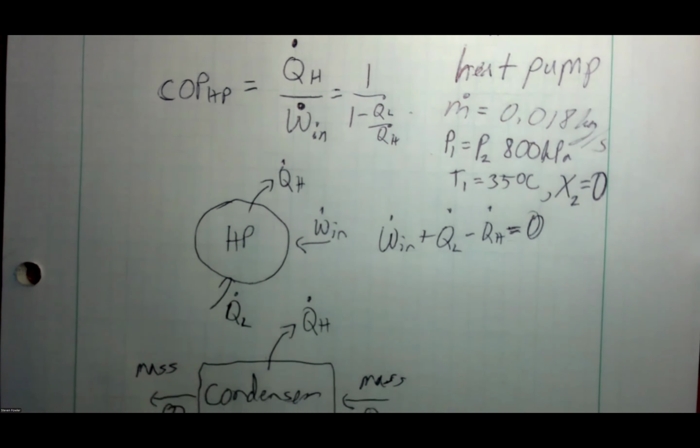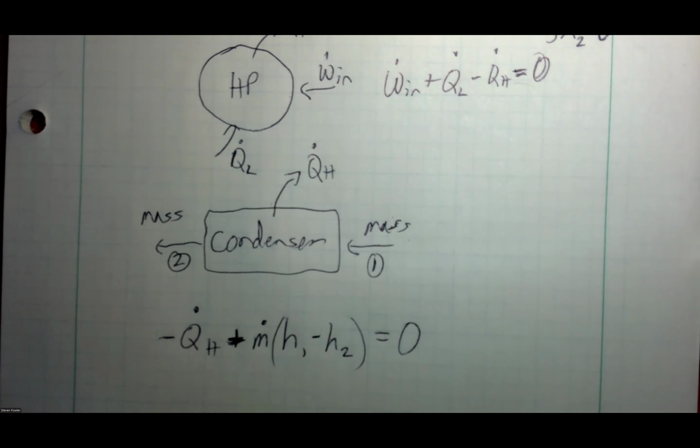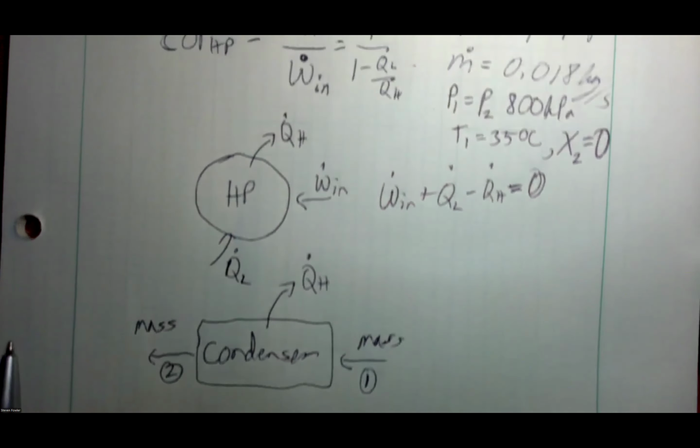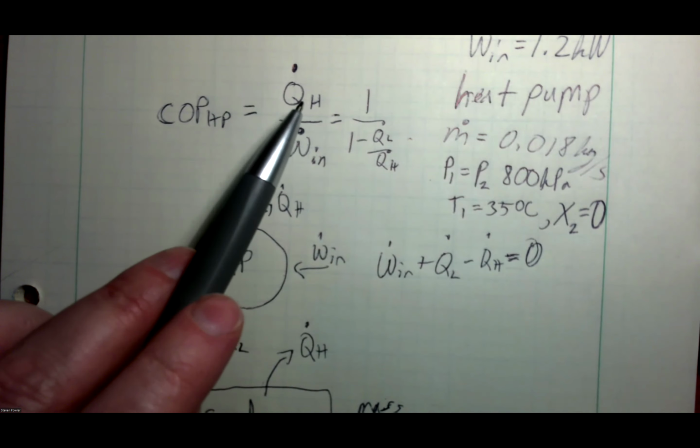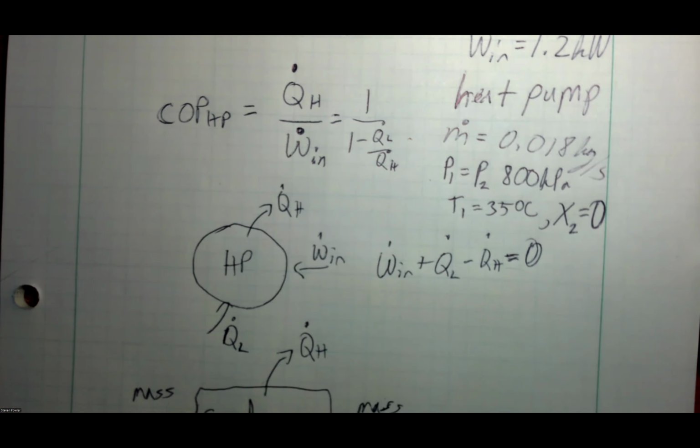But notice now I've got as many equations as I have unknowns. Find Q dot H. Q dot H gives me COP. COP gives me, or the first law with Q dot H gives me Q dot L.